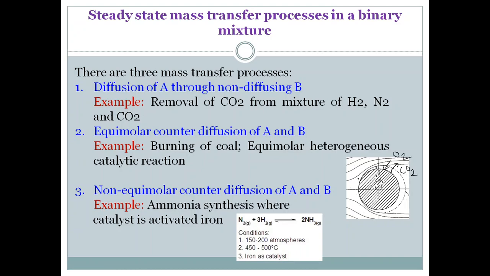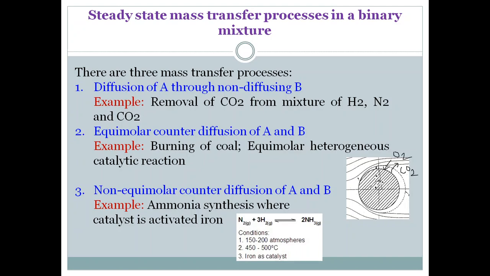And if you see any transport processes, there will be thousands of examples, but each will fall under one of these categories. Either it will be diffusion of A through non-diffusing B, or equimolar counter diffusion, or non-equimolar counter diffusion. Any transport process will fall under one of these 3 categories. When a problem is given to you, first you have to identify which category it belongs to.